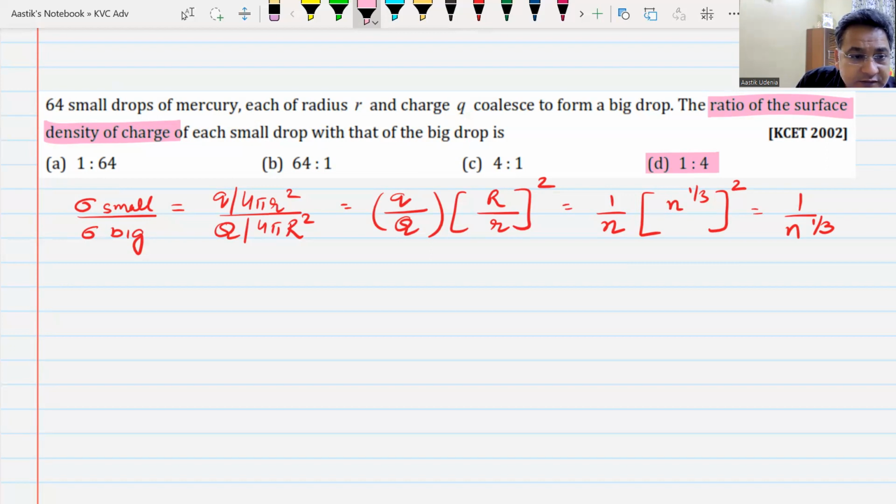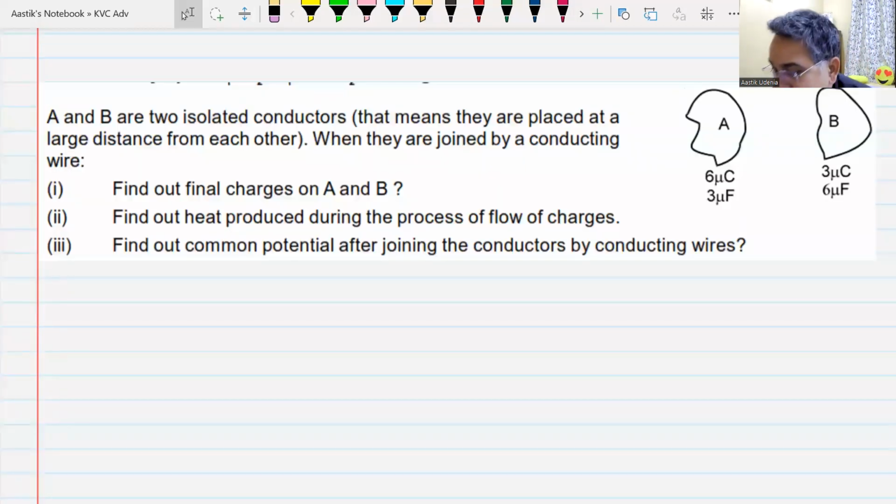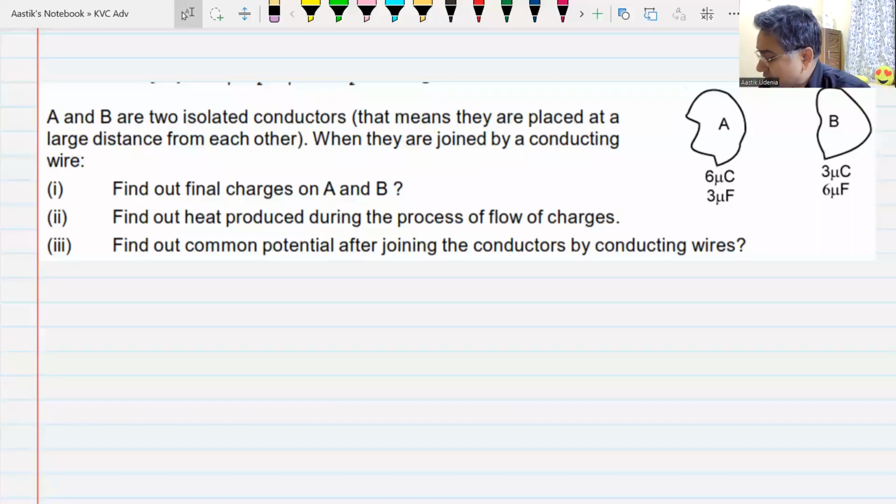Yes. I'll give you one more, which encompasses everything, and then we will move ahead. This one is the next one. A and B are two isolated conductors, placed at a large distance from each other. When they are joined by a connecting wire, what are the final charges? Solve the question, get the answer, and stay happy. So how are you supposed to do this? We just have to put the formula.